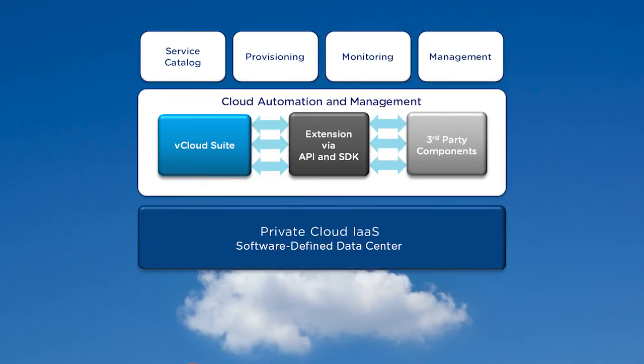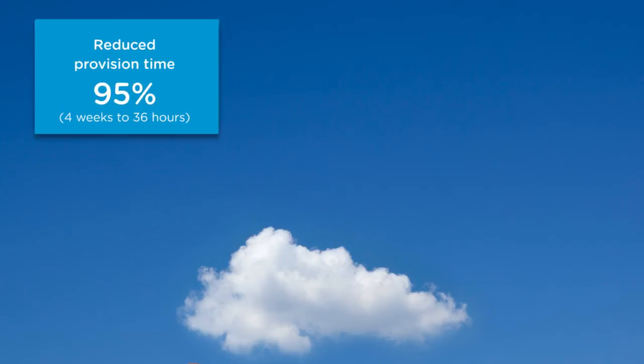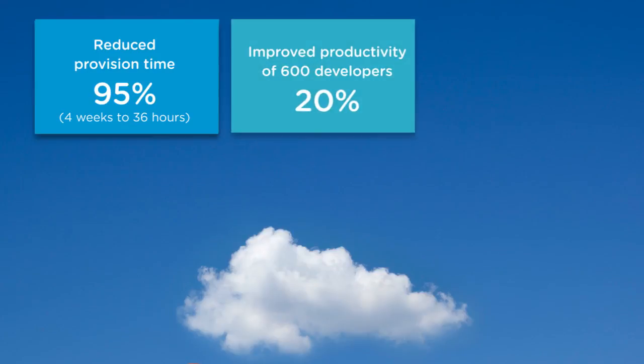The results of this cloud automation and management solution are impressive. The AppOps team reduced provisioning time for complex application stacks from 4 weeks to 36 hours. That's a 95% reduction, and the provisioning time is still improving. That eliminated wait time and improved the efficiency of VMware's 600 developers by as much as 20%.